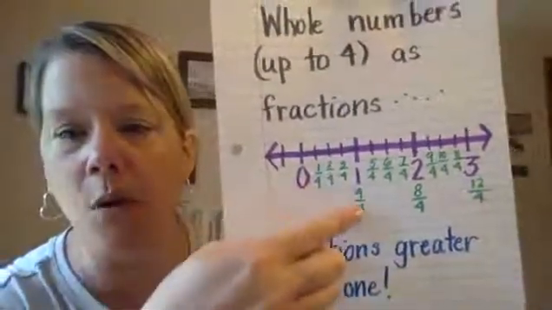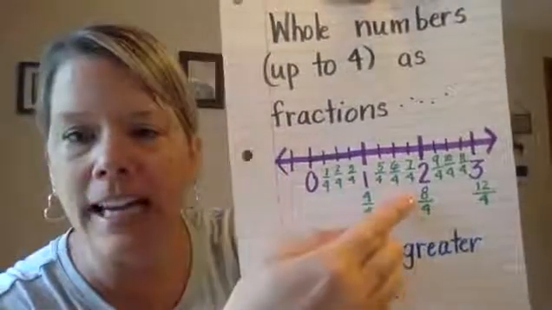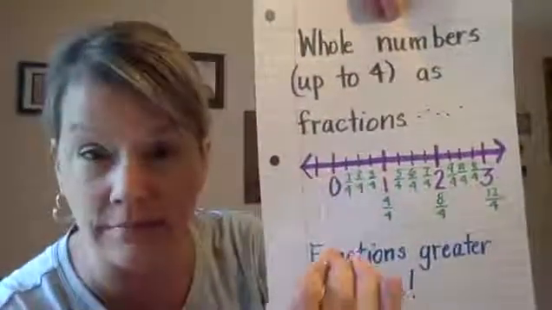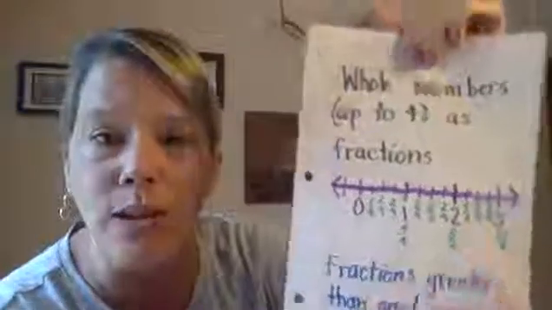We know that 4 fourths, 4 divided by 4 is 1. 8 divided by 4 is 2, but that's 8 fourths. And 12 divided by 4 is 3. So we've got to keep those things in mind as we're going through, okay?